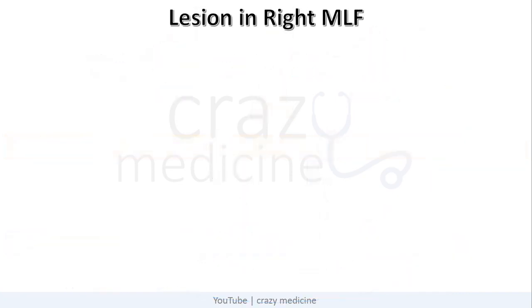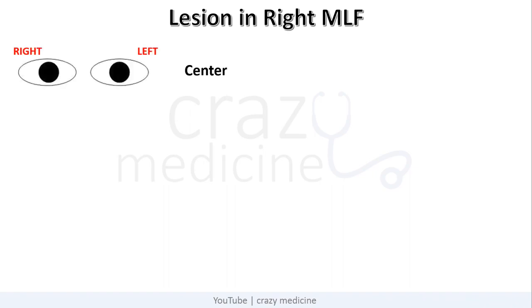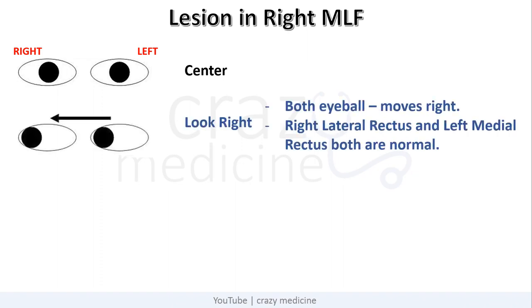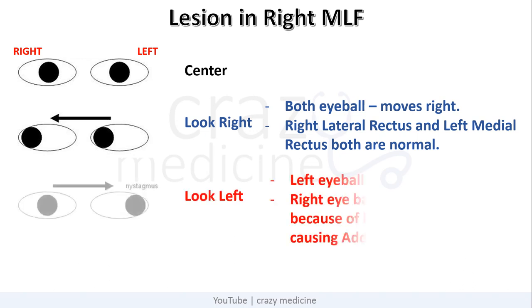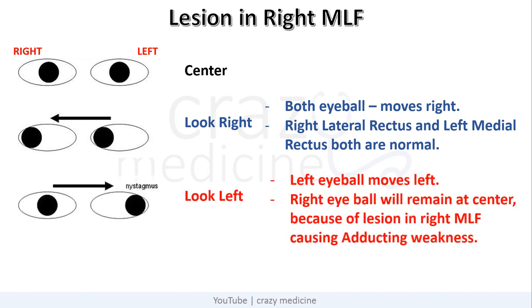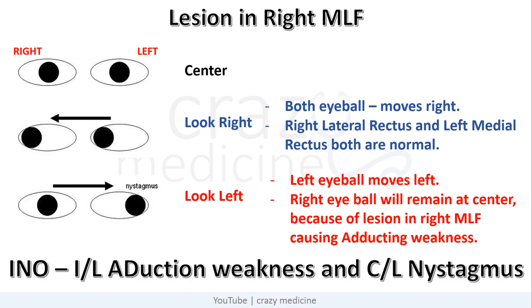Now suppose we have a lesion in the right MLF. If the patient is asked to look at the center, this will be the position of his eyeballs. Now suppose we tell the patient to look right. Both eyeballs will move right because the right lateral rectus and left medial rectus are both normal. Now if you tell the patient to look left, only the left eyeball moves left, but the right eyeball will remain at the center because a lesion in the right MLF will cause adduction weakness in the right eye. Therefore, in INO, there will be ipsilateral adduction weakness with contralateral nystagmus.